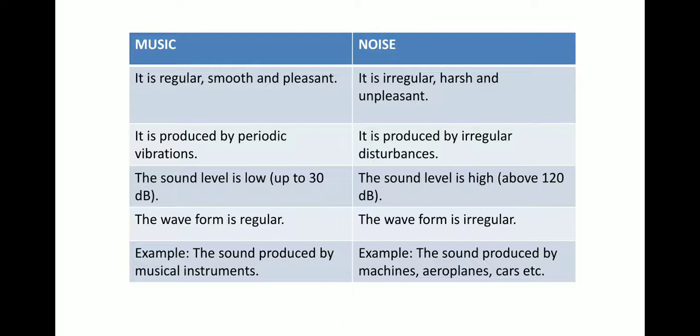An example of music is the sound produced by musical instruments. Okay, and nowadays we can see a lot of people doing beatboxing and all, so that is also considered music, and it's produced not only by musical instruments, but also by humans. Even the singers produce some good music, so obviously good singers. Okay, and noise is the sound produced by some machines, aeroplanes, cars, also some people acting like hooligans in class, they also produce noise. Okay, so these are the basic differences you need to know.